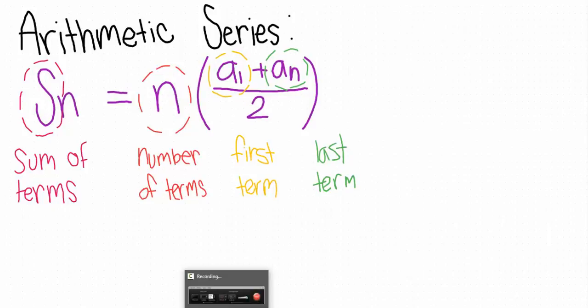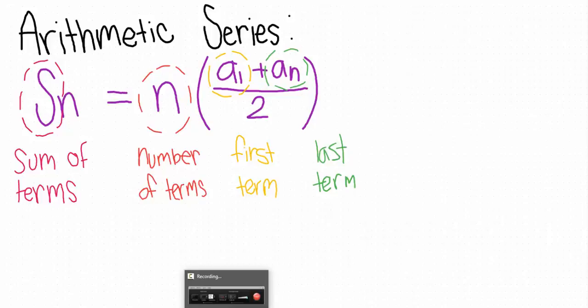An arithmetic series is a sum of series with a constant ratio between terms that obtain adding or subtracting the previous term. The arithmetic series formula is Sn equals n times a1 plus an divided by 2.